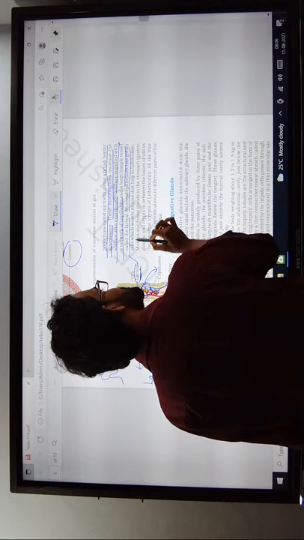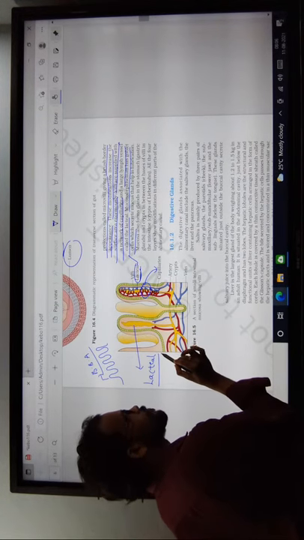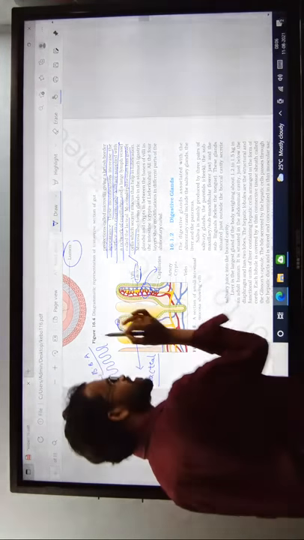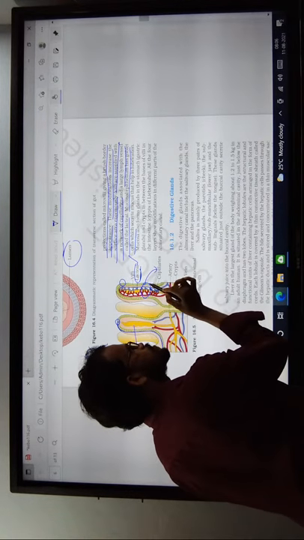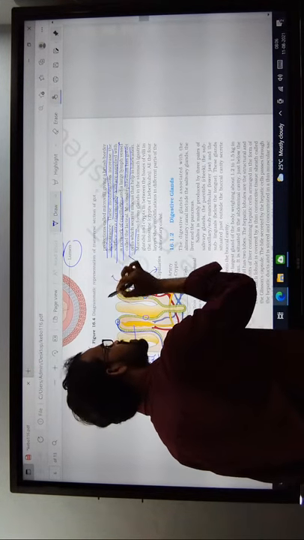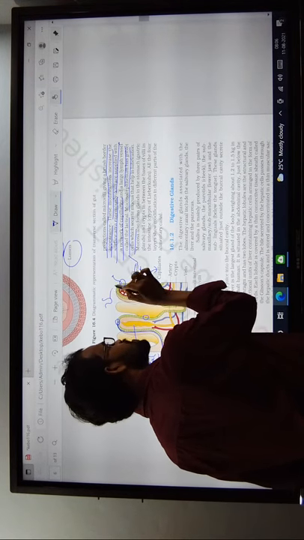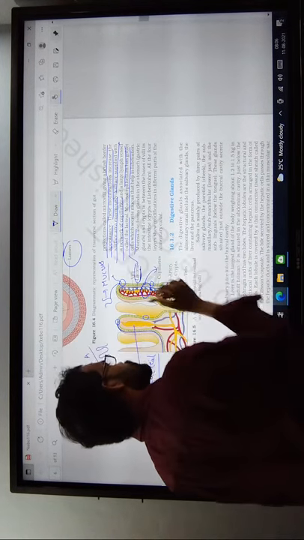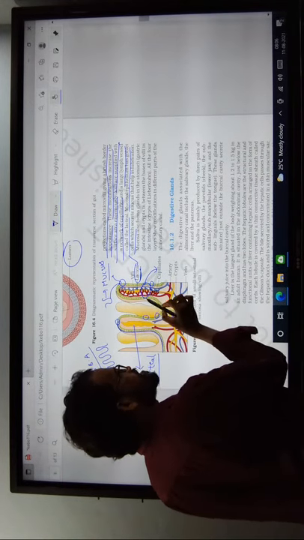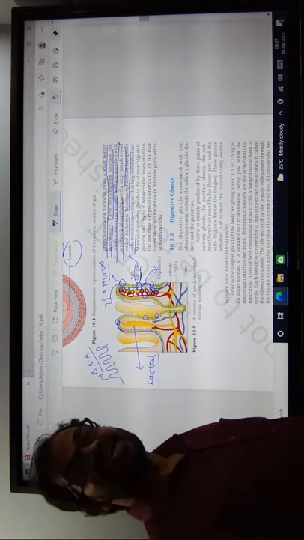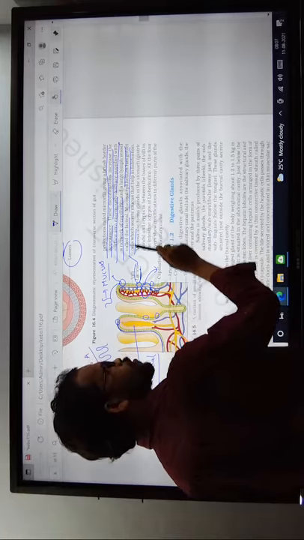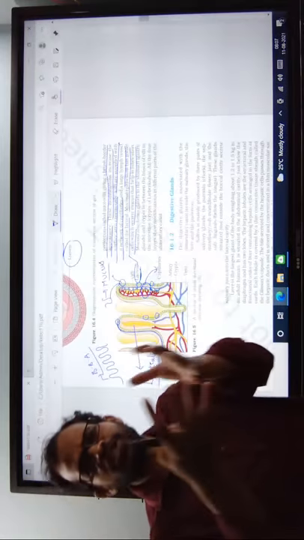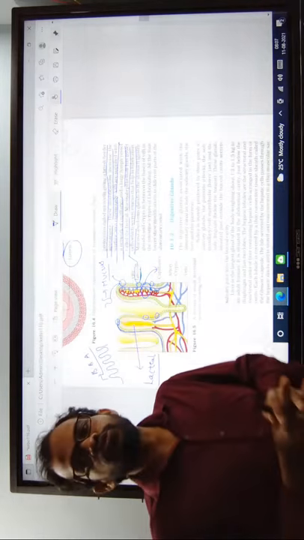The mucosal epithelium has goblet cells. The small goblet cells are located in the mucosal epithelium and arranged like this. These goblet cells secrete mucus, which helps in lubrication. Lubrication means the food is easily passed from one digestive organ to the other digestive organs.